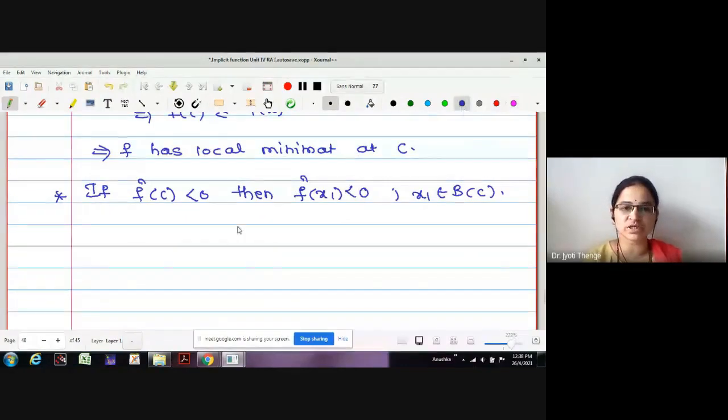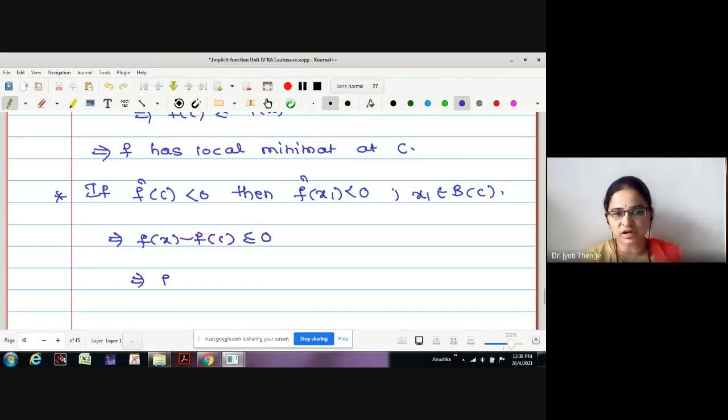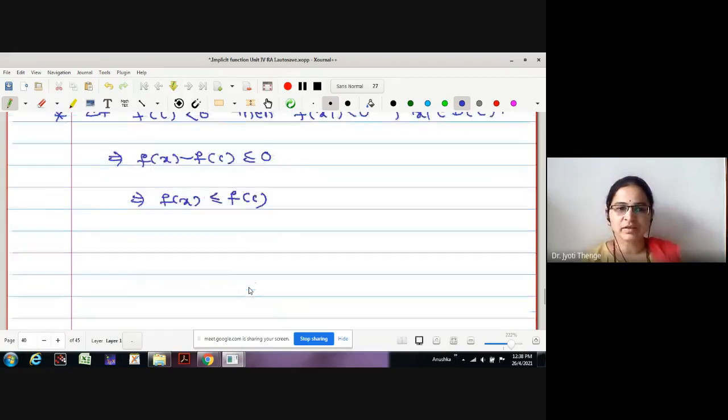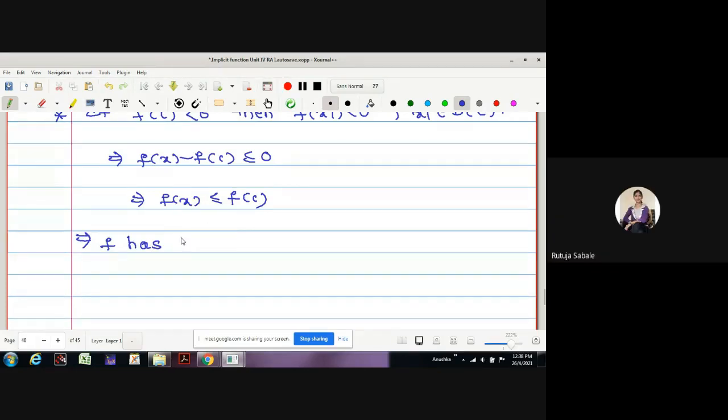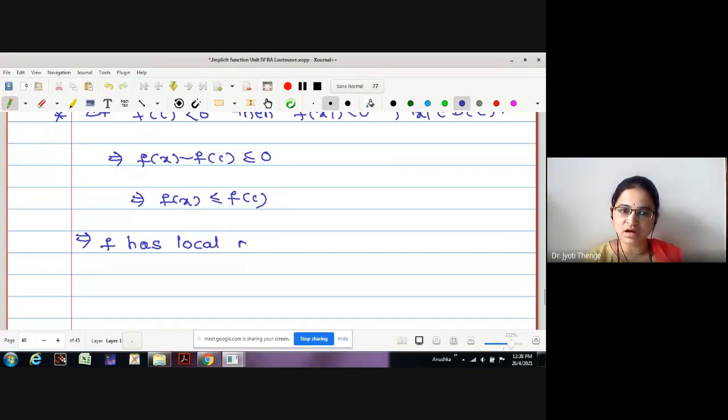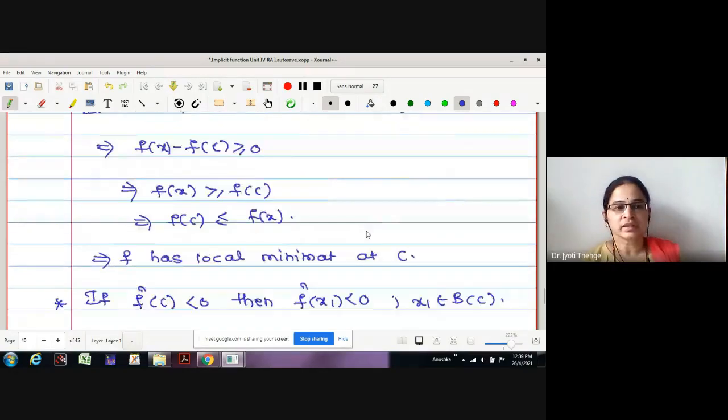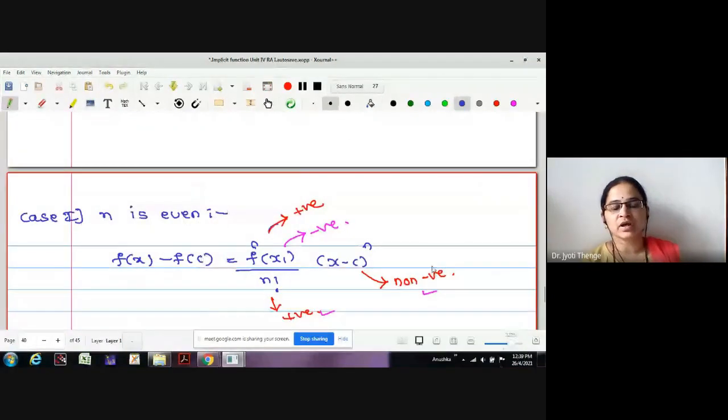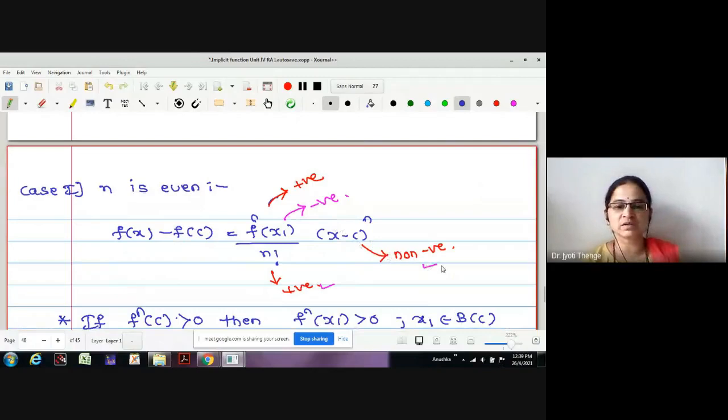And non-positive we can say, not negative. Therefore, f(x) minus f(c) is less than or equal to 0, which in turn gives us f(x) is less than or equal to f(c). Therefore, what does the point c give me? Minimum or maximum? Local maximum. Yes, this is giving us that f has a local maximum at c. Okay, understood? Now this is what case 1 says, n is even. If n is even, here we have written already that x minus c raised to n is non-negative.